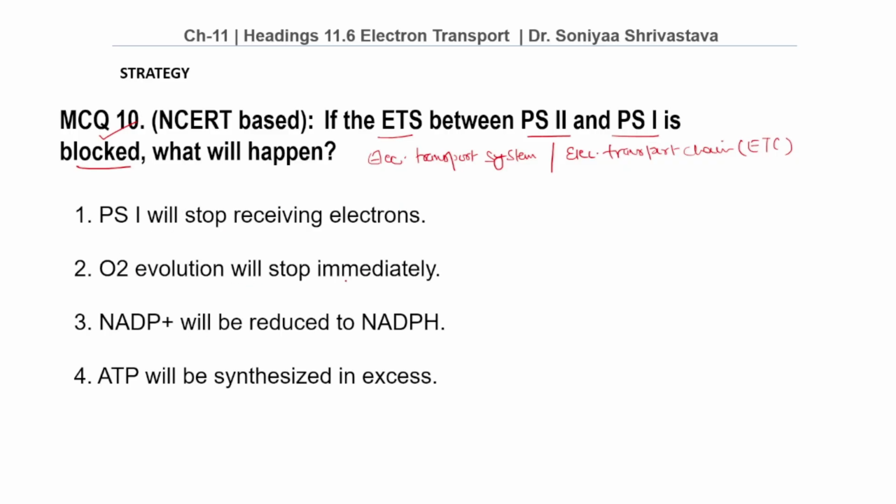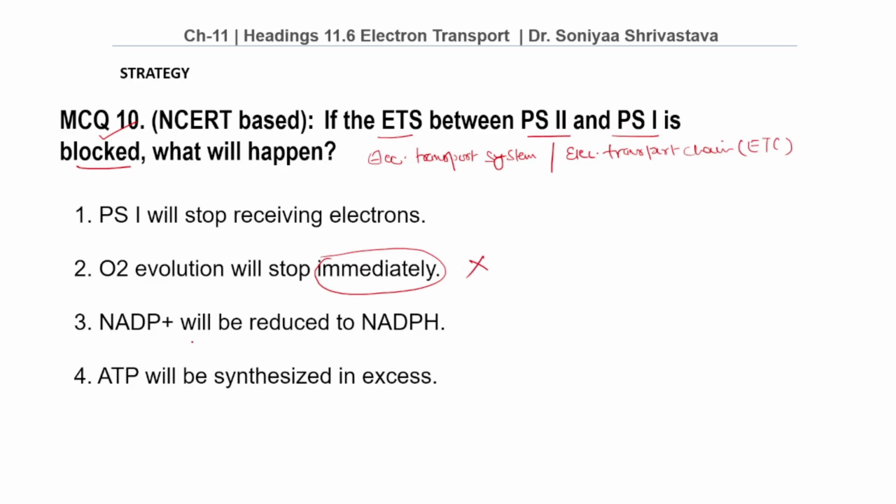O2 evolution will stop immediately. Is this a correct answer? No. Oxygen is produced at PS2 during water splitting. This process may continue briefly, so it immediately makes this statement incorrect. So, this option is wrong.